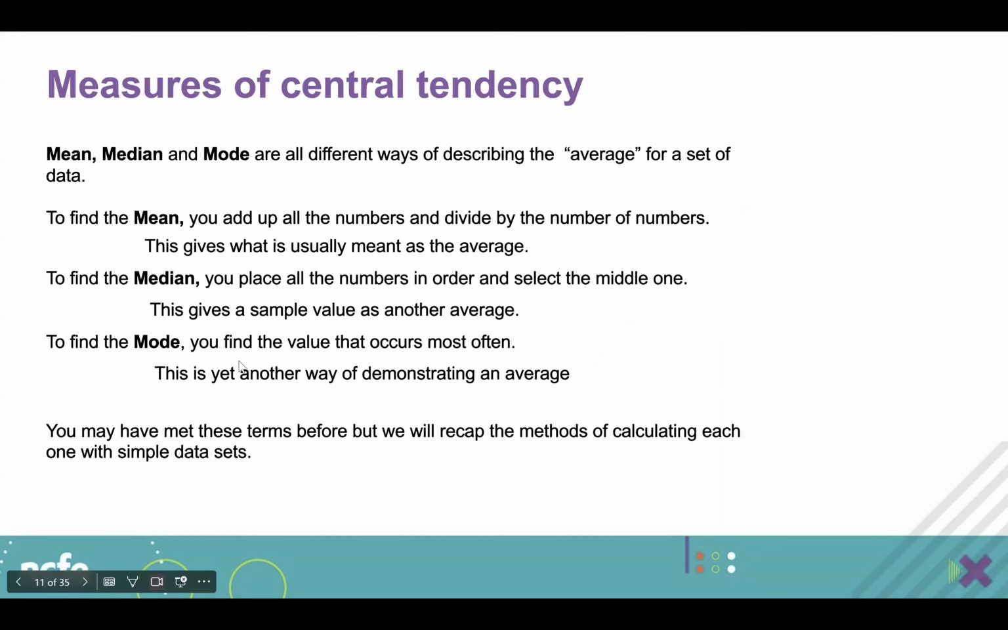So, measures of central tendency. Mean, median, and mode are all different ways of describing the average for a set of data. To find the mean, you add up all the numbers and divide by the number of numbers.